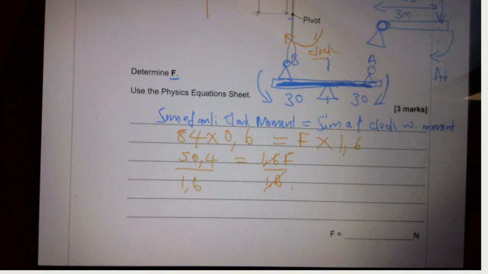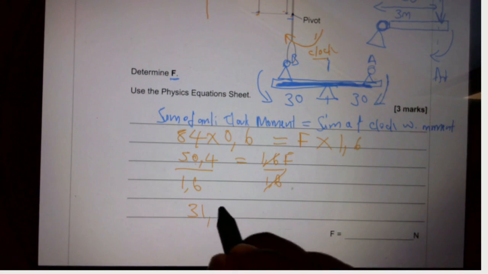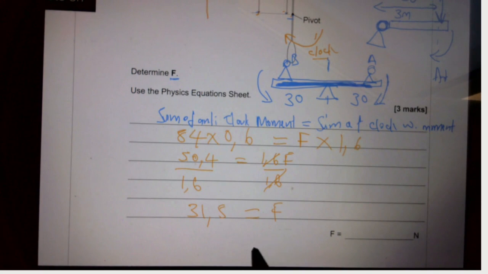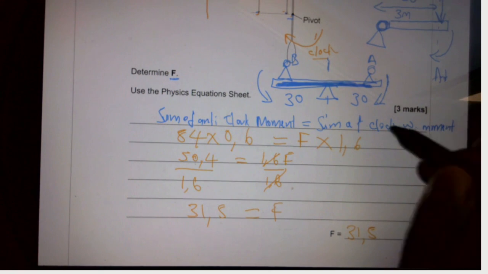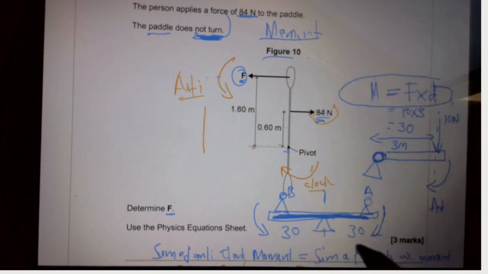Then the answer will be 31.5 is equal to F. Therefore, the force is 31.5 newtons. It is the force that is needed to balance this paddle, to make sure that this paddle is not rotating or turning. Right, guys, let's go to the next question.